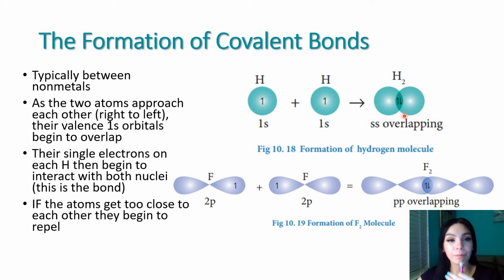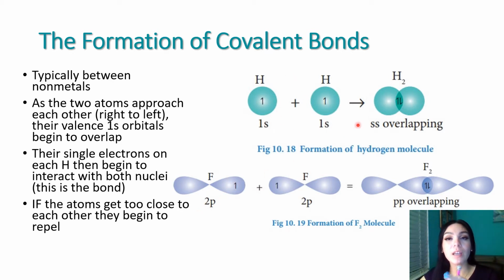Here's an example of two p orbitals, but there's two of them, right? You have two separate F atoms, and you need these p orbitals to overlap in order to have that bond form. Now, if these atoms get too close, that also backfires, so they won't bond if they get too close to each other.